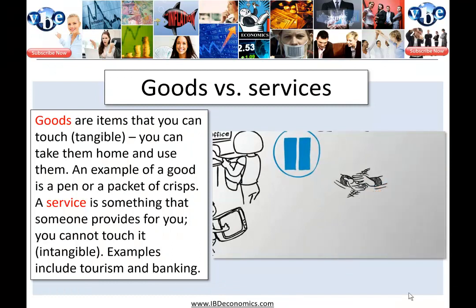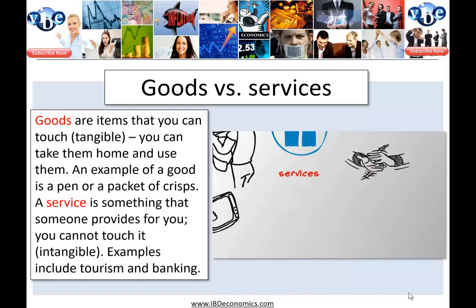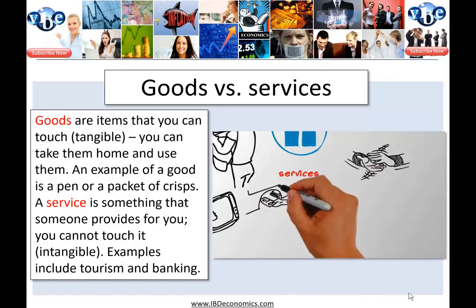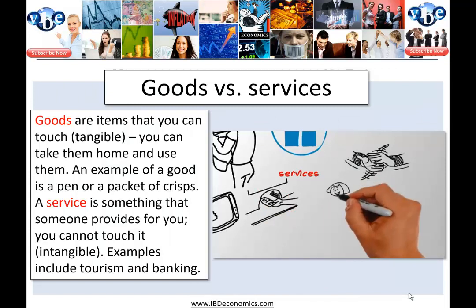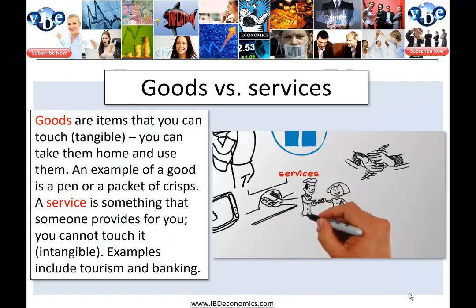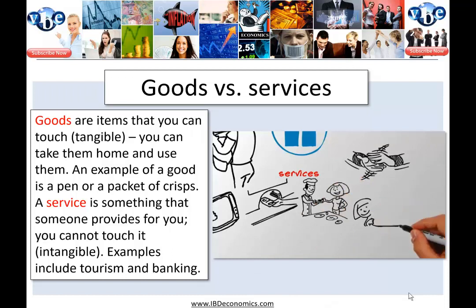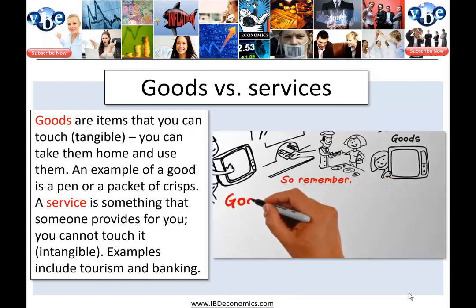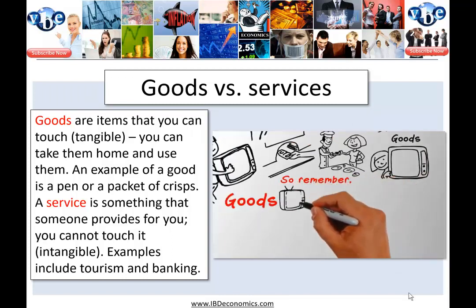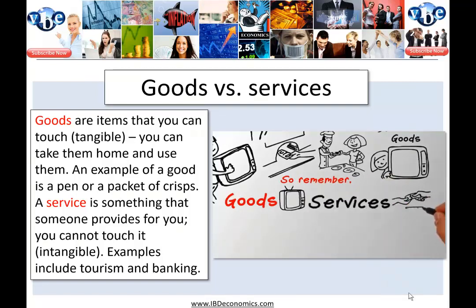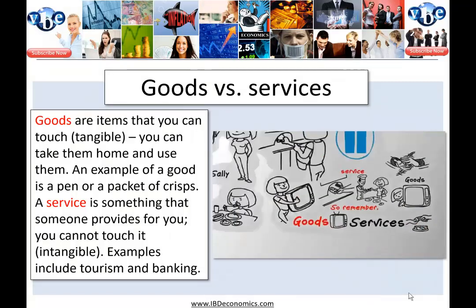Well done! Sally paid for two services today. Mailing the letter was one service and the other service was lunch. She paid the people at the post office to mail her letter and she paid the people at the restaurant to cook her lunch. She also bought a TV, and this is a good because she could take it home with her. So remember, goods are things that you can touch, feel, and take home with you at the end of the day. Services are things you pay other people to do for you.